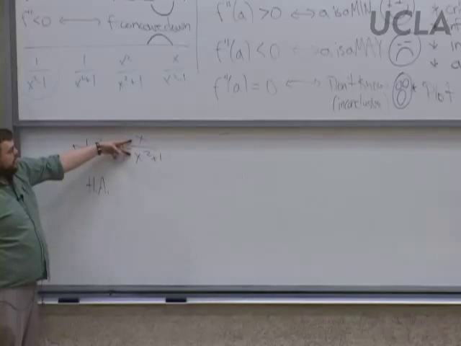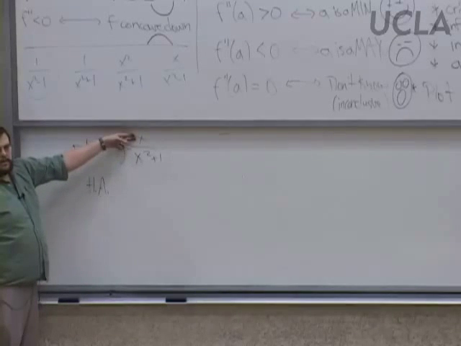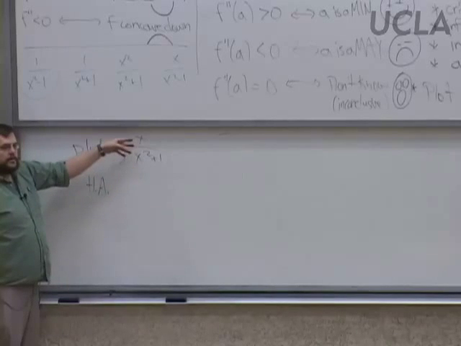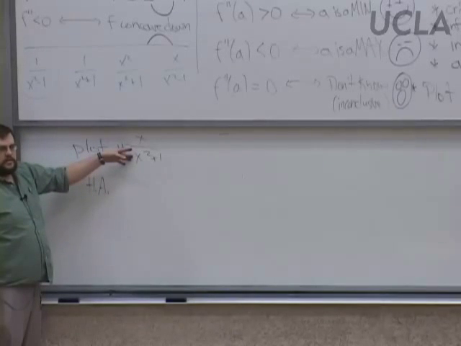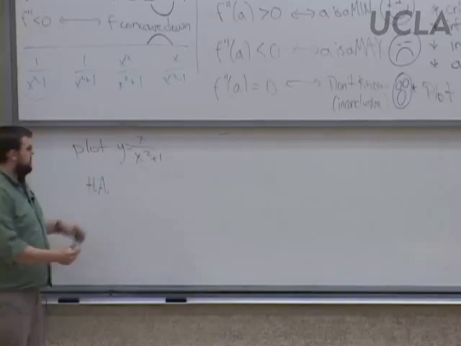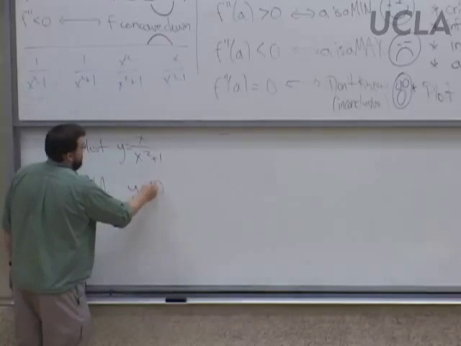Well, you compare powers. Power on the top is x. Power on the bottom is x squared. So the bottom is going to be the dominating one. So it's really going to look like 1 over x for x large. So this says horizontal asymptote looks like y equals 0.